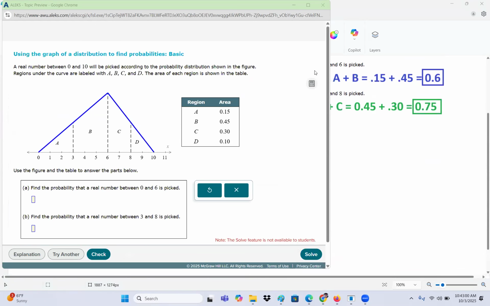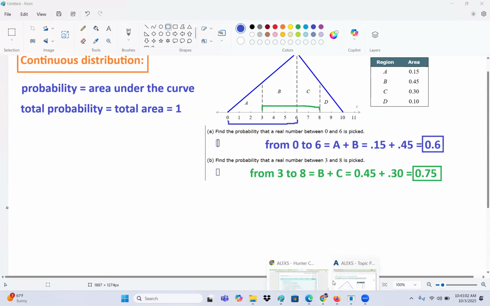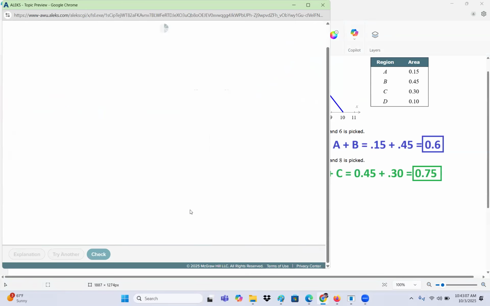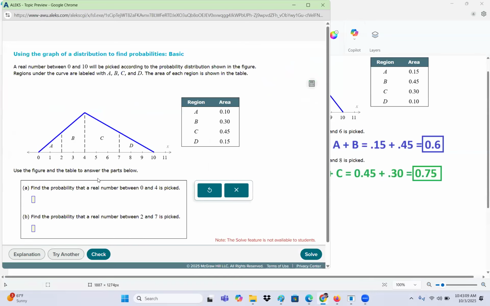All right. Yeah, the same concept: between 0 and 4, just add up A and B. Between 2 and 7, just add up B and C. So it's not a problem.